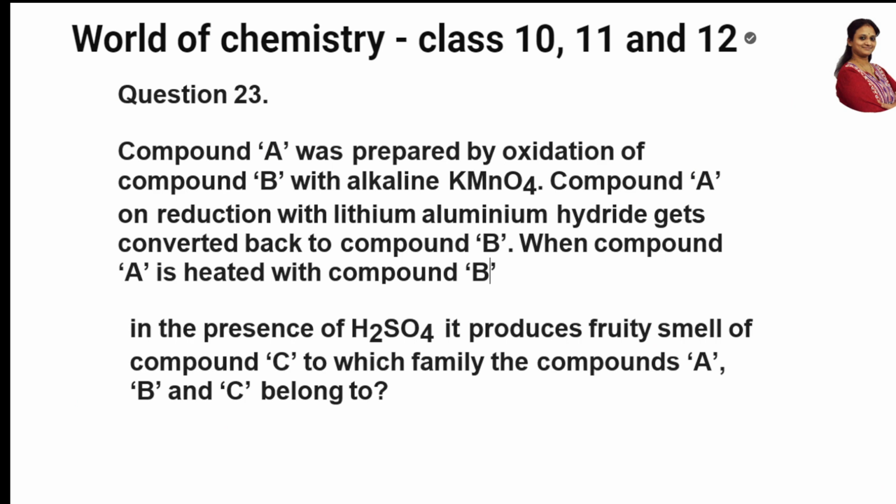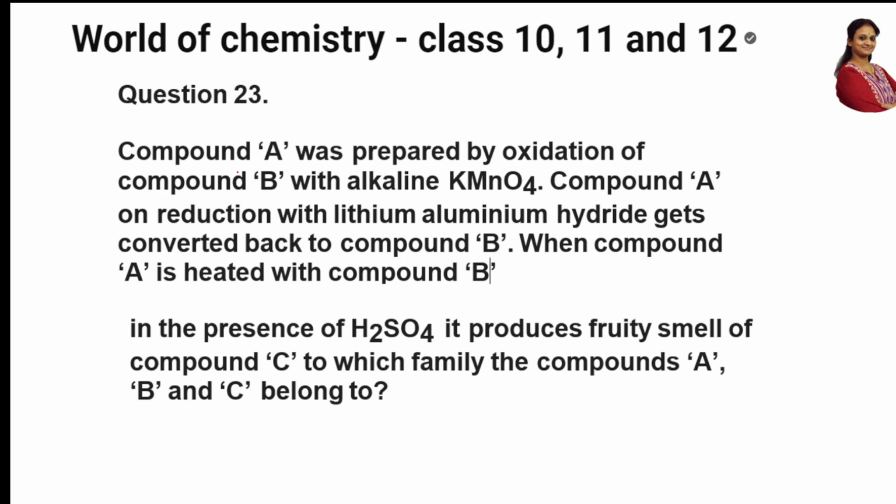Chalo, question. This is a very big question, students. Let us read. It is nothing but a case-based question. Compound A was prepared by oxidation of compound B with alkaline KMnO4. Compound A, on reduction with lithium aluminum hydride, gets converted back to compound B. When compound A is heated with compound B in the presence of sulfuric acid, it produces a fruity smell of compound C. Which family does compound A, B, C belong to? Oh, big question. Let us start understanding. First of all, what clues are given?